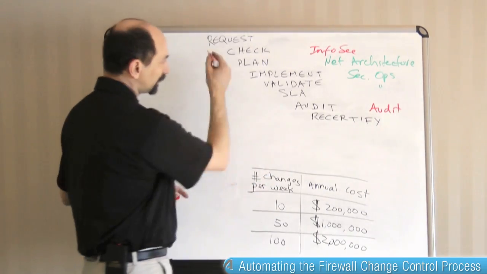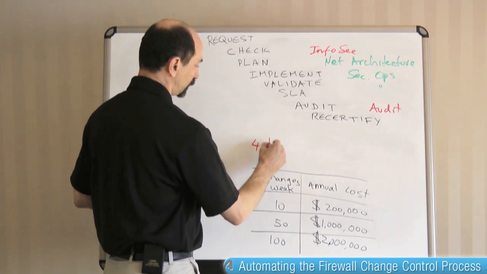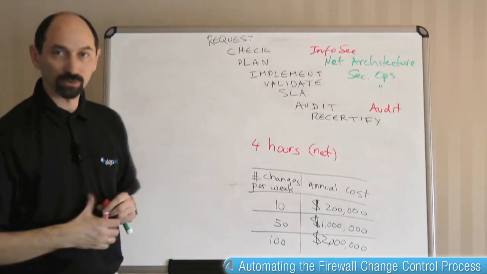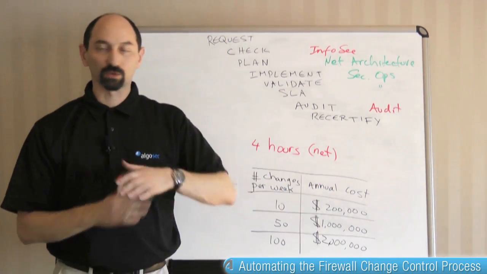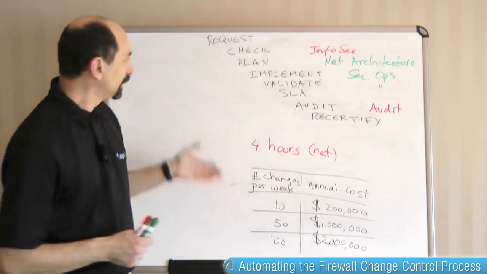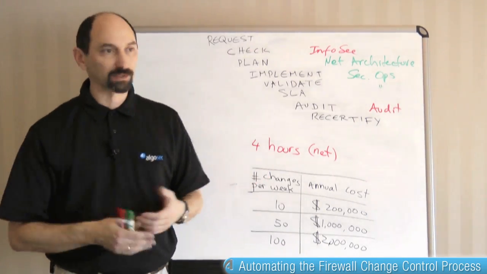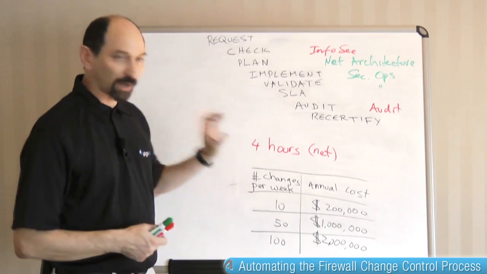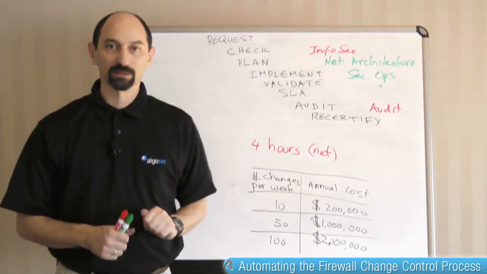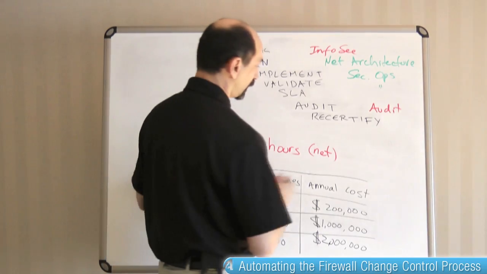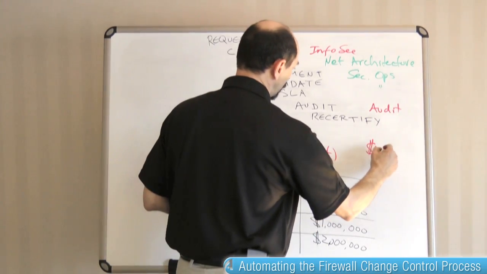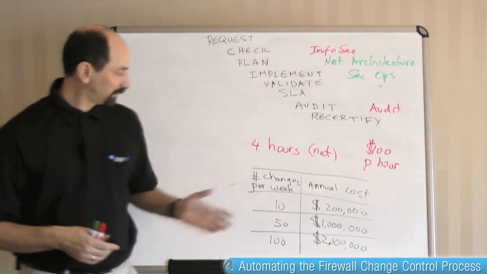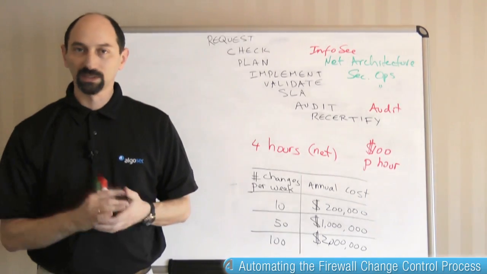We estimate that the whole process could take about 4 hours net per change. Now these 4 hours are spent across different team members, each doing their own job, and they could be spread over a period of anywhere between 2 days and a few weeks. But just net hours spent, 4 hours is a pretty reasonable estimate. And if you think about the cost involved here, 4 hours at a rate of about $100 per hour, depending on how many changes you make, could lead to significant costs.